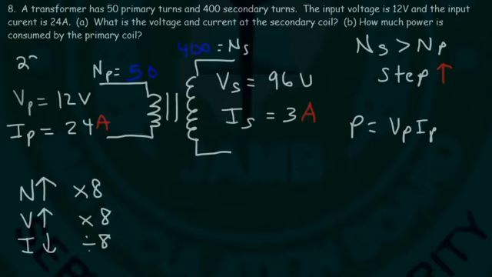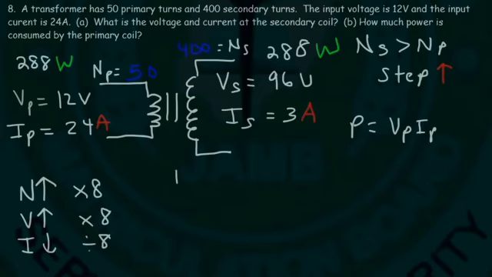So that's 288 watts. And if we calculate it at the secondary coil, it's 96 volts times 3 amps, which is also 288 watts. Now, for those of you who want to use an equation to calculate Vs and Is, here's what we can do.